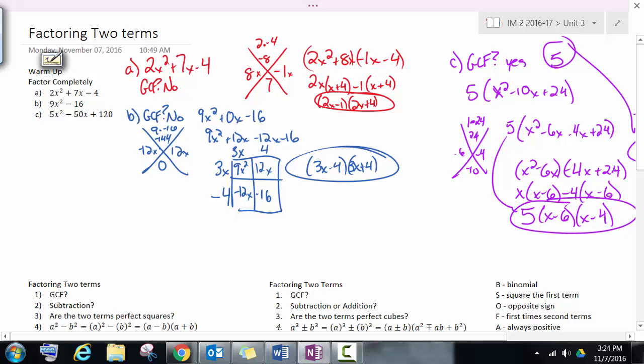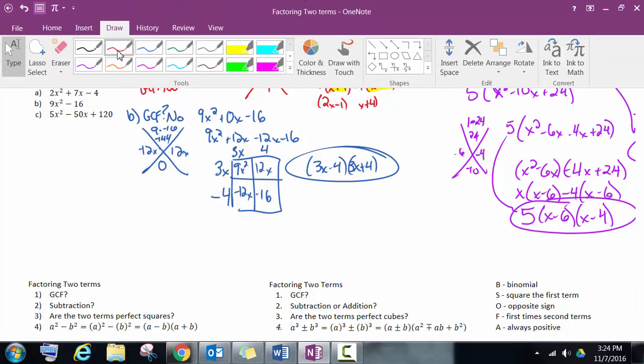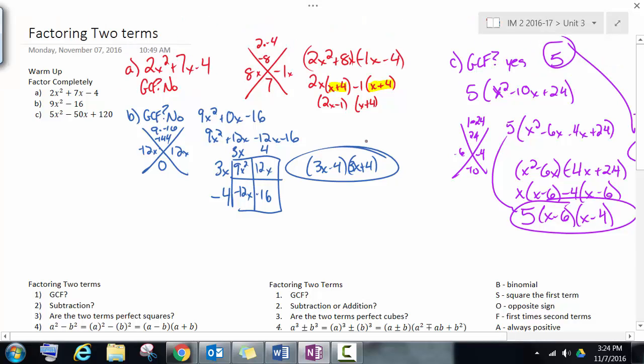That's what we want. They have to be the same, or else we made a mistake. These need to be the same. So we take those out. Oh, it's x plus 4, not 2x. And then we have leftovers 2x minus 1 in the other set of parentheses. So there's my factoring.